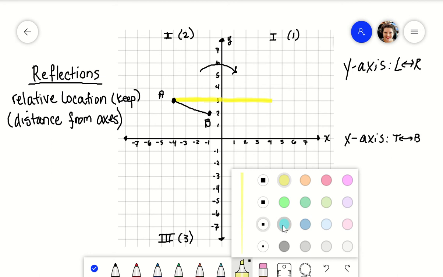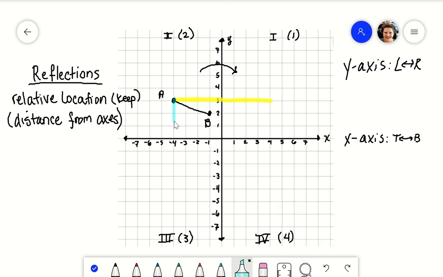This is also 1, 2, 3 units from the x-axis. Therefore, I need to preserve that location and make it 3 units from the x-axis over here. So now I have point A prime, and my coordinate went from (-4, +3) to (+4, +3), because in the first quadrant, all coordinates are positive.